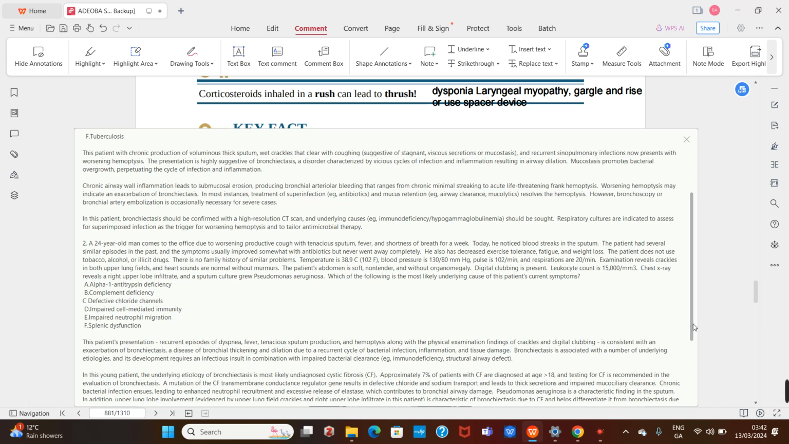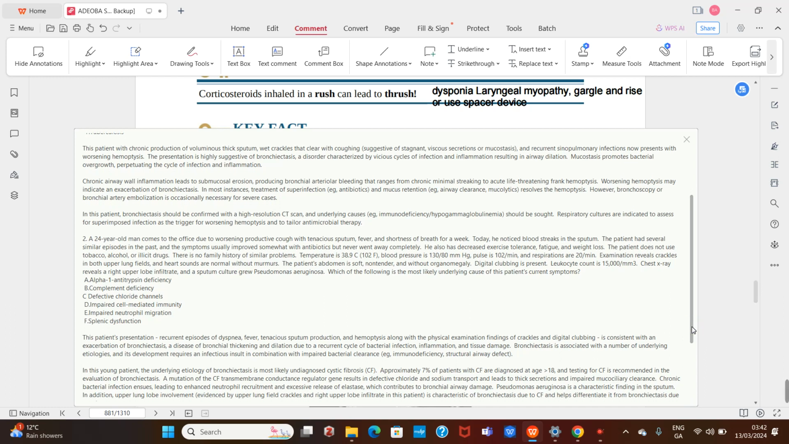So we are sure the patient has an infection as a result of Pseudomonas, right? Yes. So we can try ruling out the options. Now the question is asking the most likely cause of the patient's current symptoms. So first of all, he is 24. What's the history itself saying? The guy had a worsening productive cough with copious sputum. He has fever and shortness of breath for a week, and hemoptysis, with little blood streaks in the sputum, not consistently, I think. They said the symptoms usually improve somewhat with antibiotics.